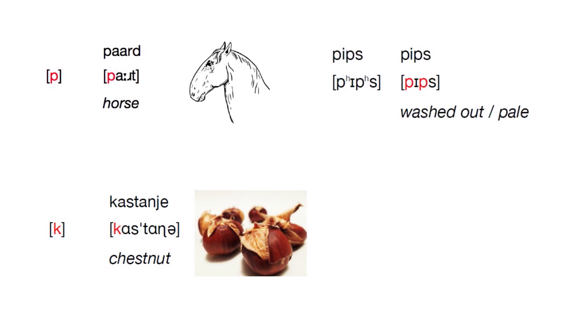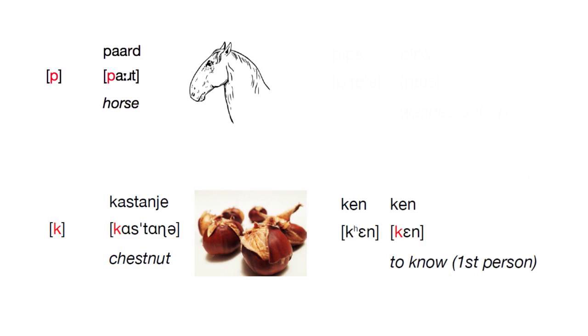To compare them, in English, there's pips, and in Dutch, bips, pips, bips. We can do the same for K. In English, we have ken, k, ken, and in Dutch, ken, k, ken.